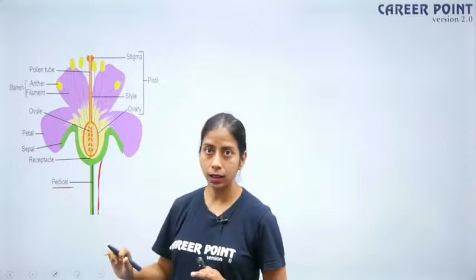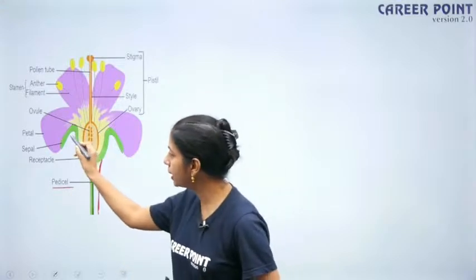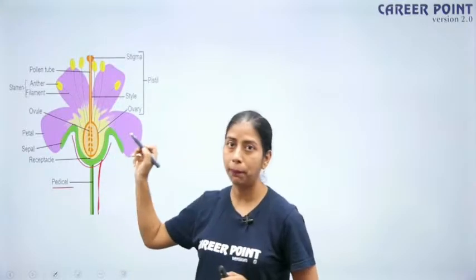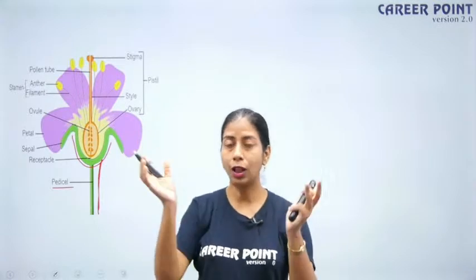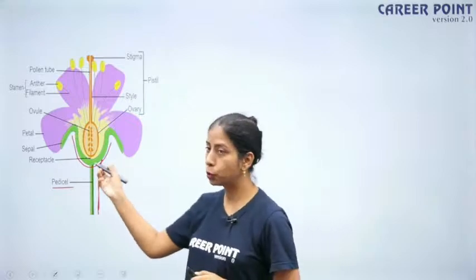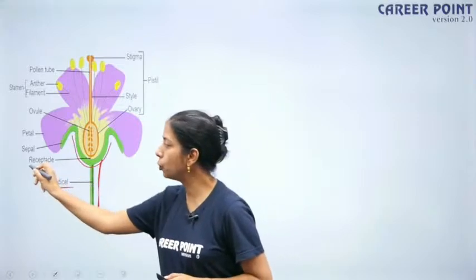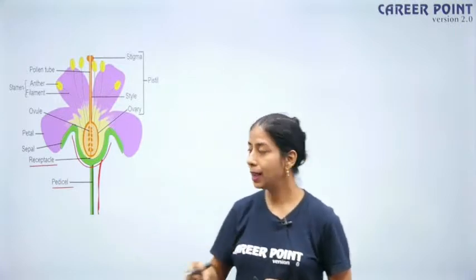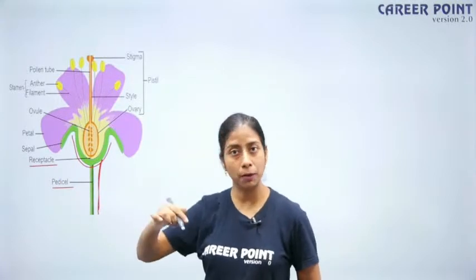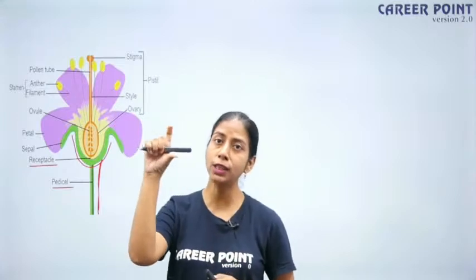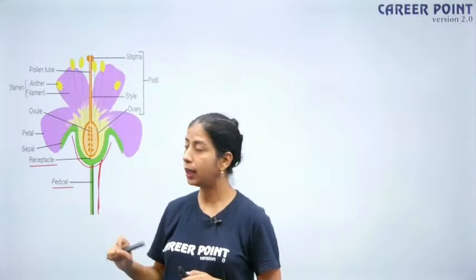This is a pedicel, and just above it you can see this swollen part on which all the other parts of the flower are present, and this swollen part is known as the receptacle. So here we have studied two parts: one is the stalk of a flower, which is the pedicel, connecting the flower to the plant body, and the other one is the swollen part, which is known as the receptacle.